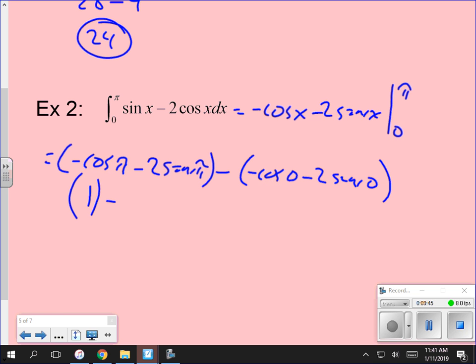No, I don't mind you asking somebody else. I just want to make sure that we were clear before we move forward. Okay. That's fine. So the cosine of pi is negative 1. Negative 1 is 1. Sine of pi is 0, so it's minus 0. Minus cosine of 0 is 1, so that's minus 1 for that. And then the sine of 0 is 0. So I get 2.